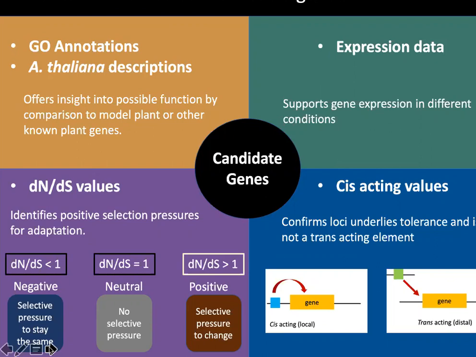And then finally, I'll also be looking at cis-acting values to confirm that the loci, which are supposedly underlying the tolerance, are actually those loci and not something that is being affected by a trans-acting element or transcription factor. All of these data sets have been integrated together to identify candidate genes, which I'm actually looking at now.